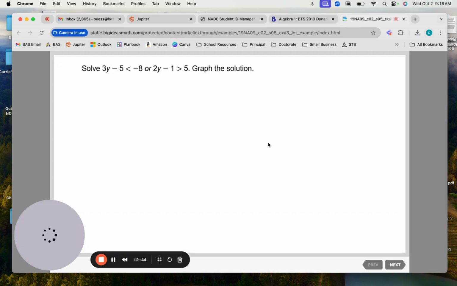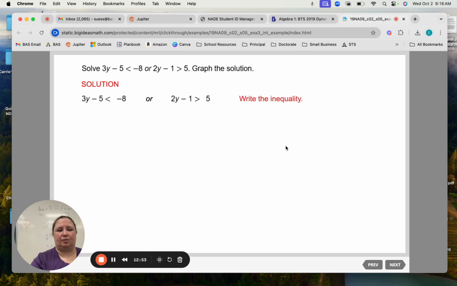Oh, we're doing the OR version. Okay. So it's basically the same. Pretty much. We're just doing the OR. The OR one you do have to do in 2 separate inequalities. So you're going to write 3y minus 5 is less than -8, and then the OR 2y minus 1 is greater than 5. Now, I don't mind if you do all of these side by side, solving them all at once, or you can solve the left one first and then the right one. That's fine. Either way, whatever works for your brain.